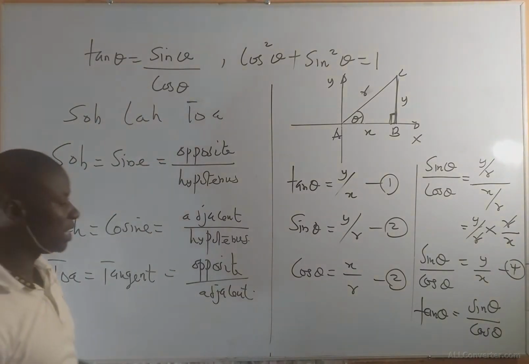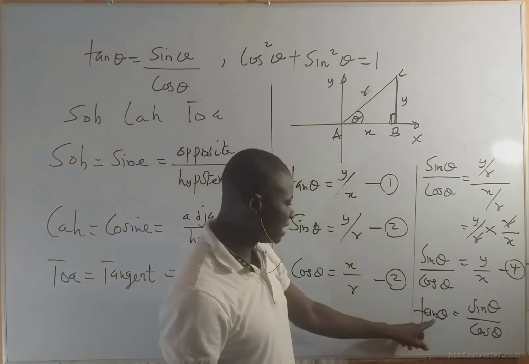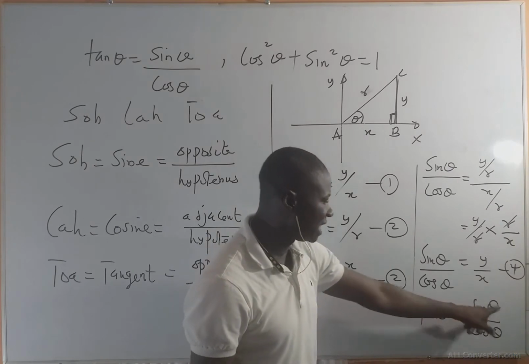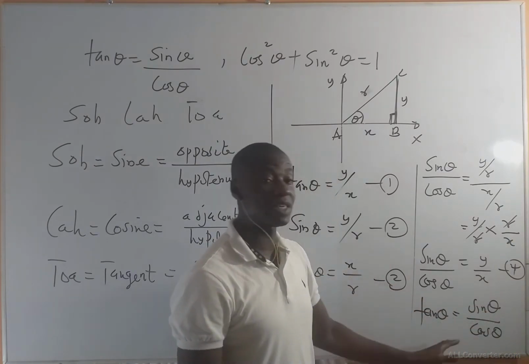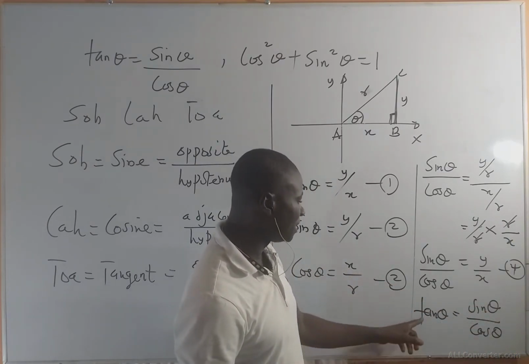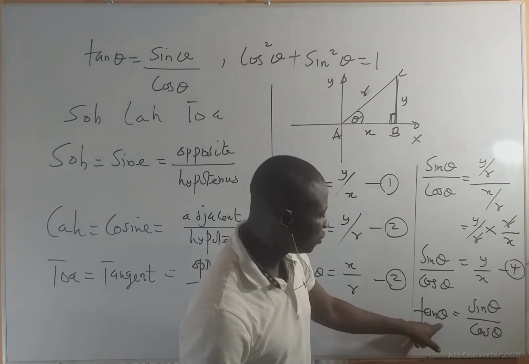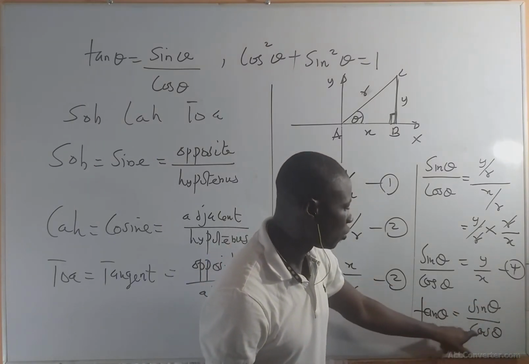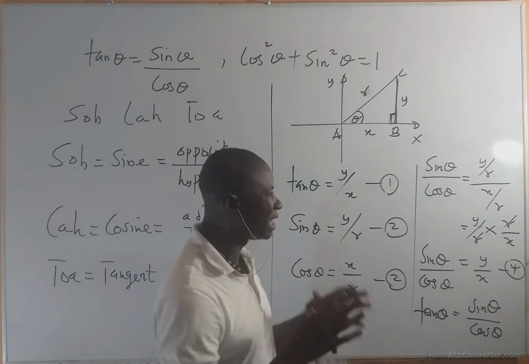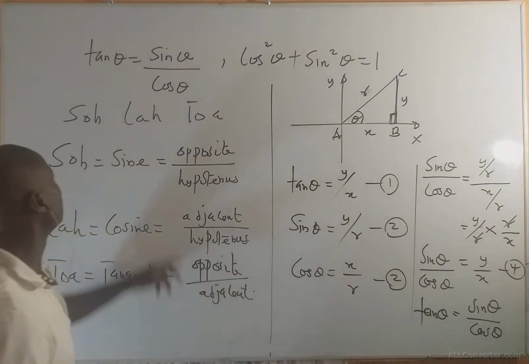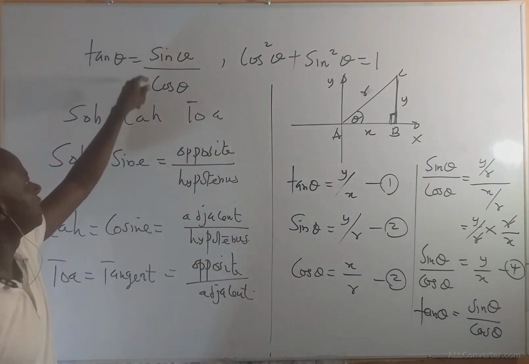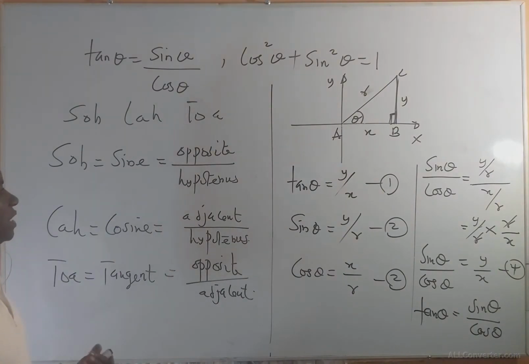So this means that if you have tan 30 degrees, it's the same as sine 30 degrees over cos 30 degrees. You can try that on the calculator. If you have tan 40 degrees, it will be equal to sine 40 degrees over cos 40 degrees. The answers will be the same. So that is the proof of tan theta equals sine theta over cos theta. And take note of that.